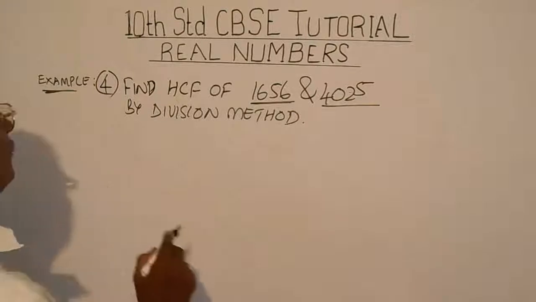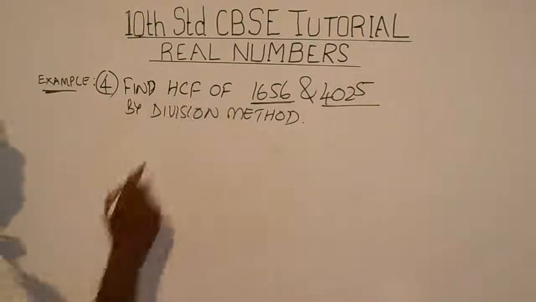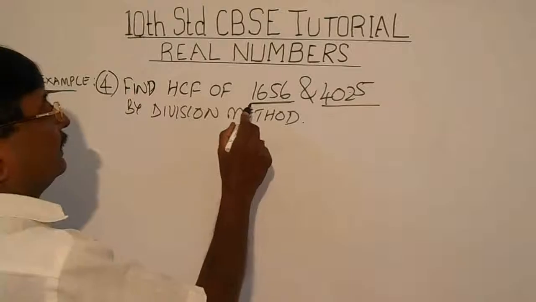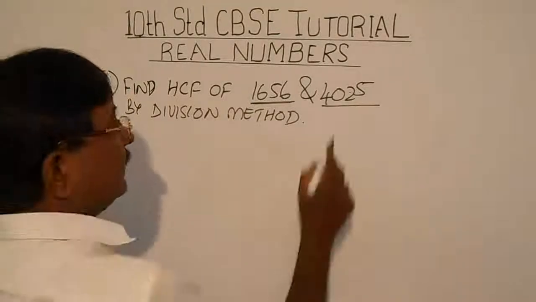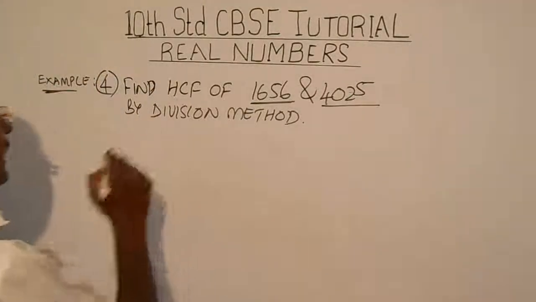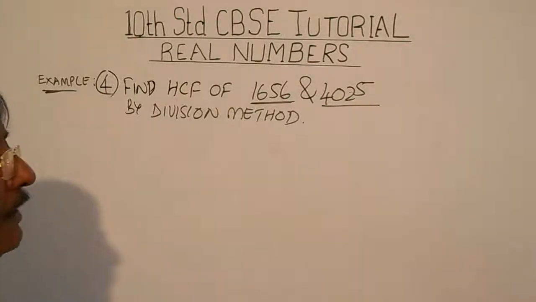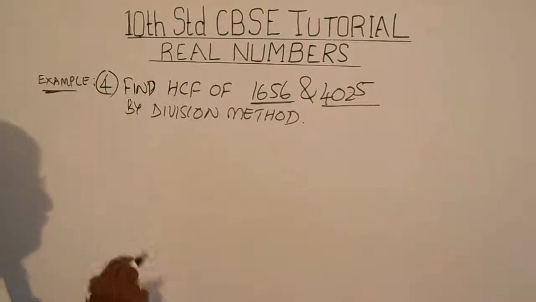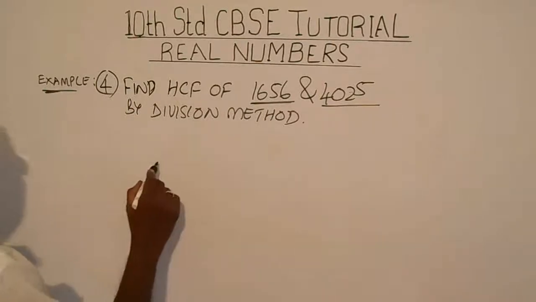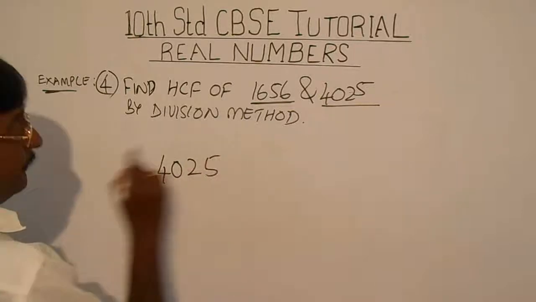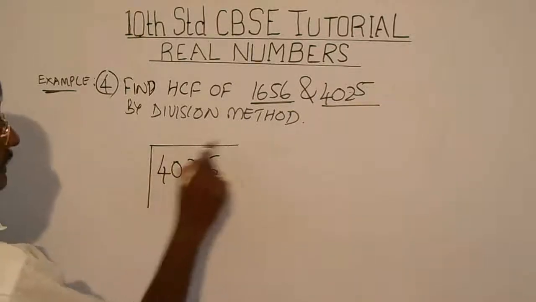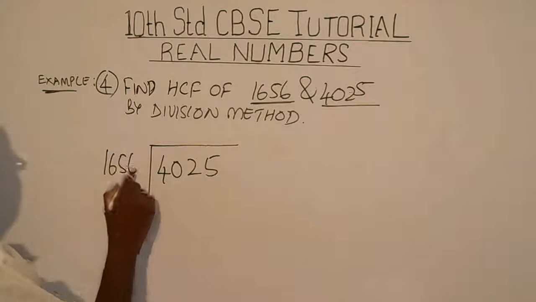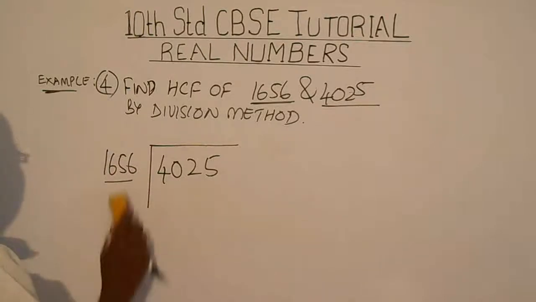Next we will look into sum number 4. Find the HCF of the two numbers 1656 and 4025 by division method. We have already seen the Lemma method for finding the HCF. Here we have to divide the bigger number by the smaller number. The bigger number here is 4025, and 1656 is the divisor.